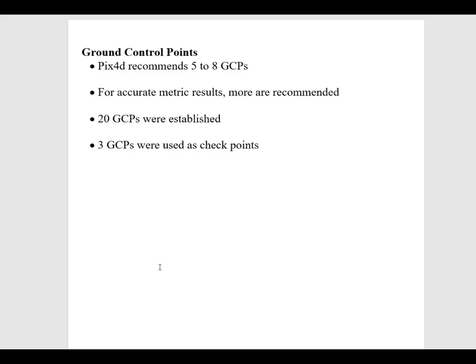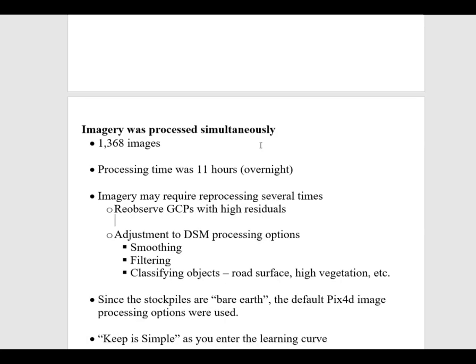Ground control points. So Pix4D recommends 5 to 8. However, for those of us that are interested in accurate metric results, I would highly encourage you to use more than that. So we established 20 ground control points and set pre-marks on them. We used 3 of them as checkpoints. So they were not used in processing the imagery, and when everything was processed and completed, the computed positions are displayed next to the known position to give you some independent quality control. So always plan on using a few checkpoints.